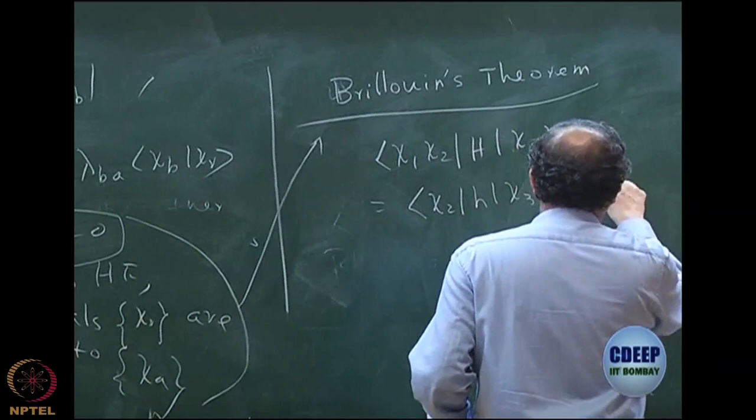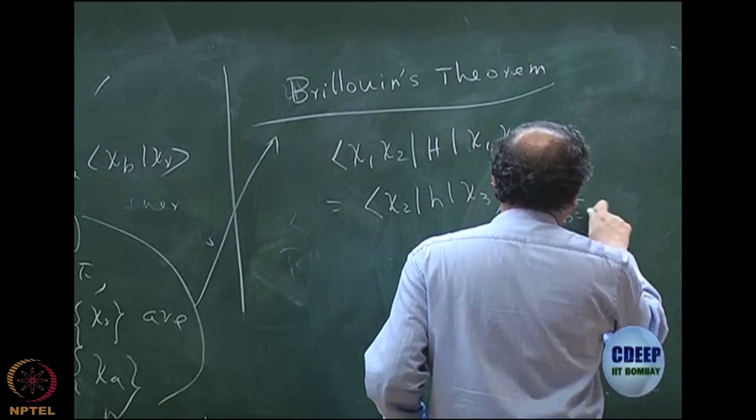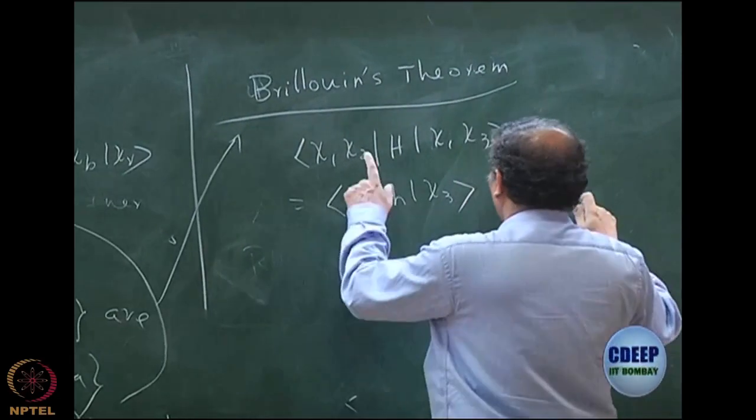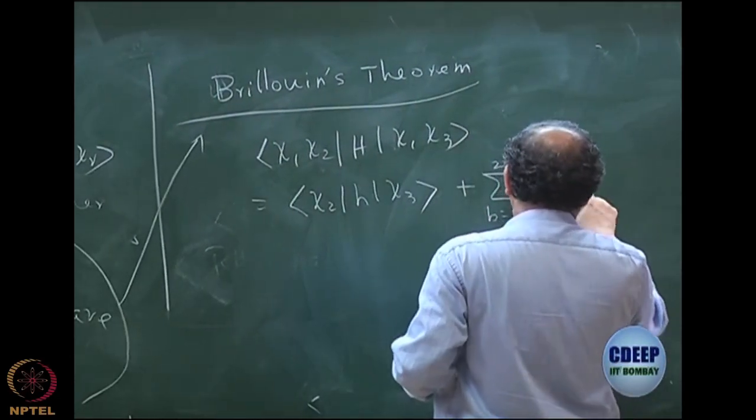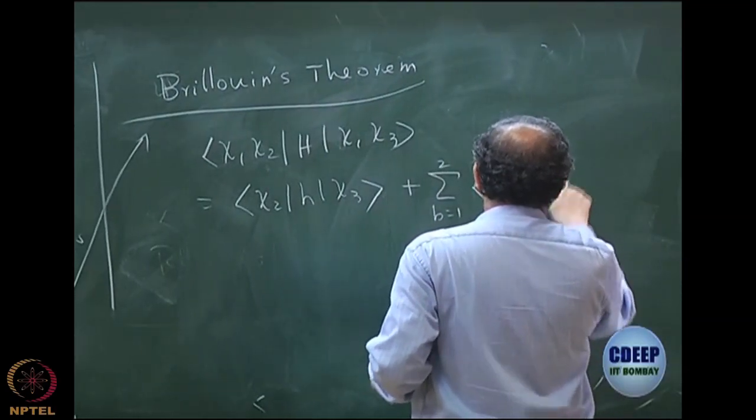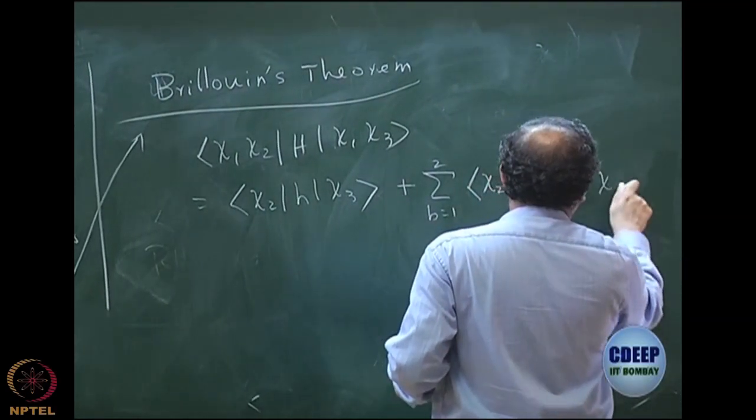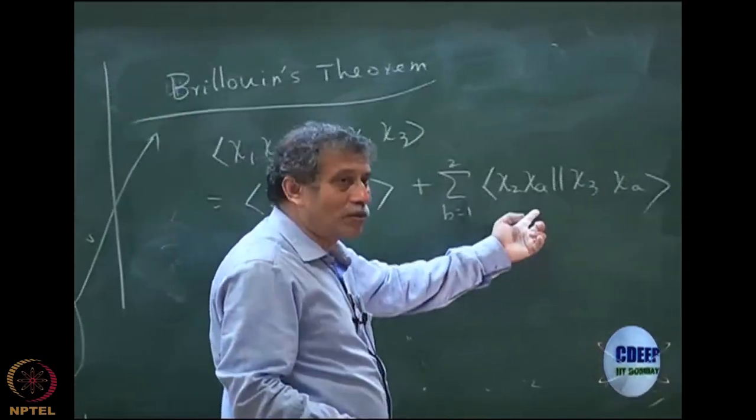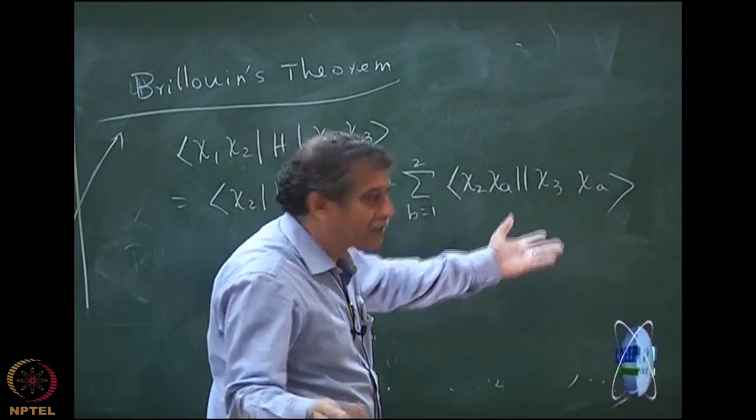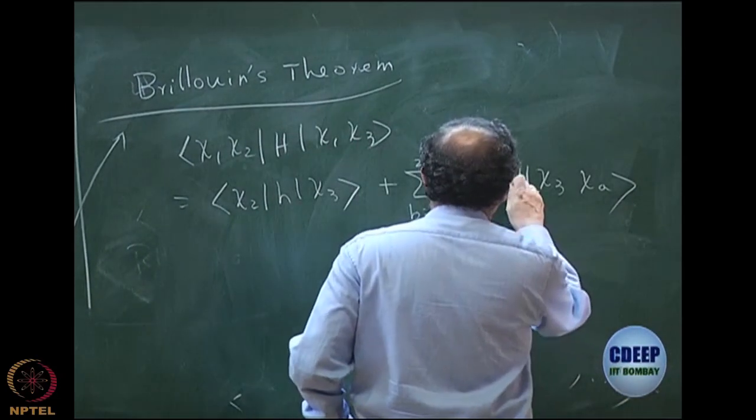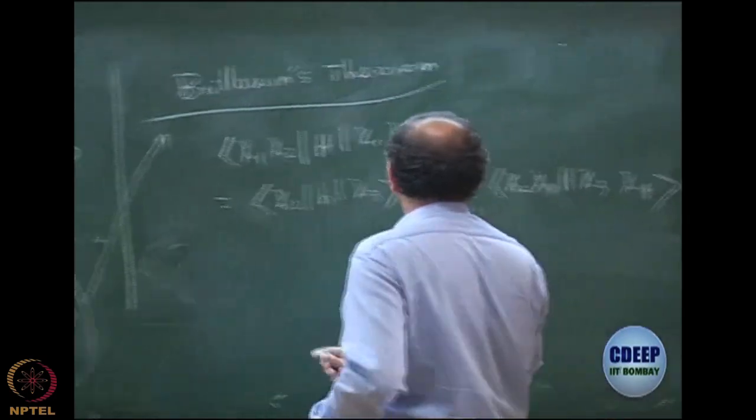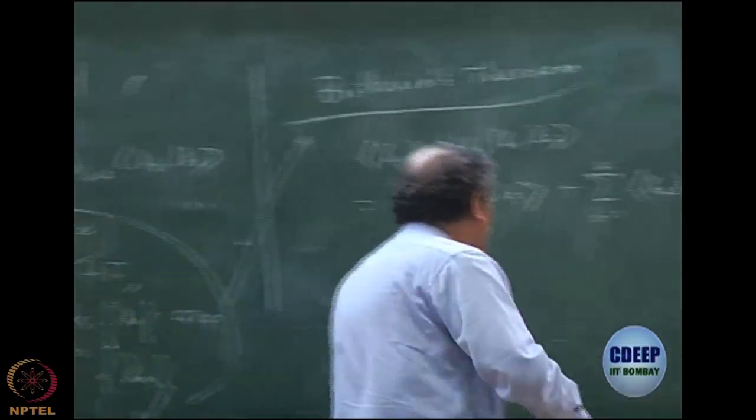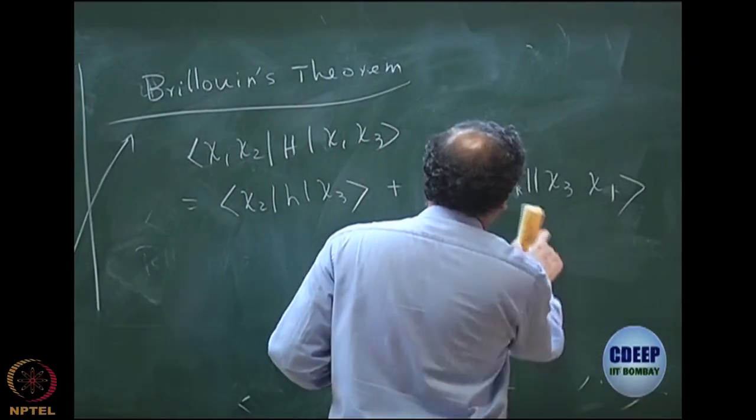Then the second term will be the sum over b equal to 1 to 2. Of course, here it is only 2, so it is very easy to write. Then you have chi 2 chi a anti-symmetrized chi 3 chi a, where a will be 1 or 2. But of course, it cannot be 2, and it obviously cannot be 3 anyway. So it has to be only 1, and only one term survives. So the sum over b goes off, and I have only one term here. Correct?